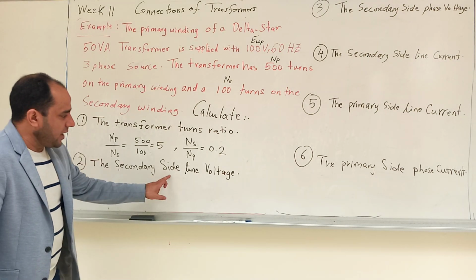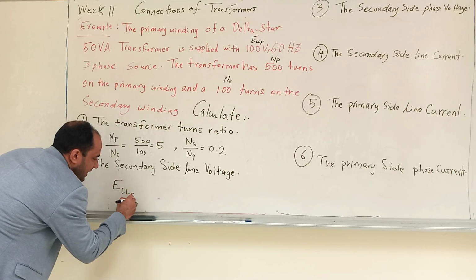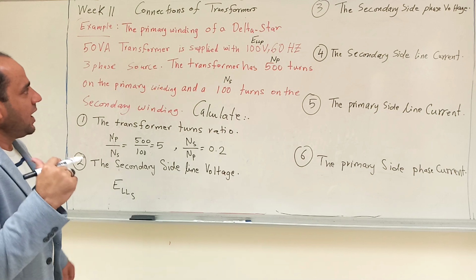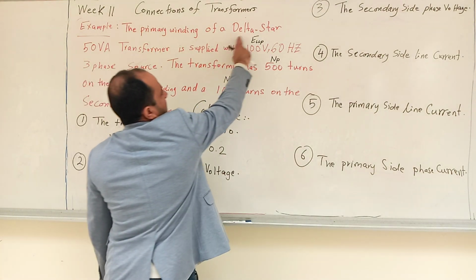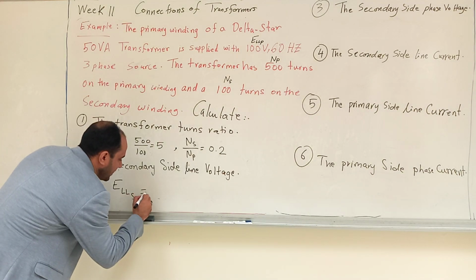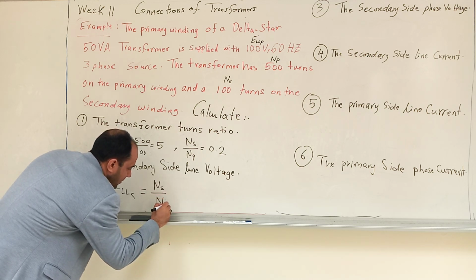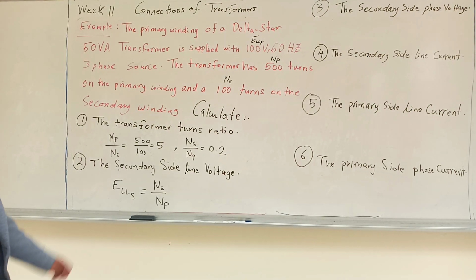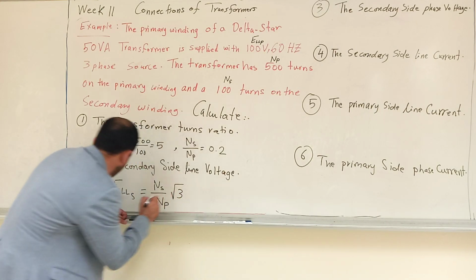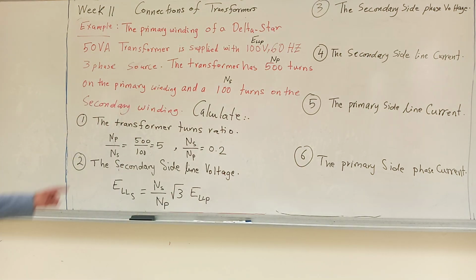Two, the secondary side line voltage. So what we're looking for here is the line to line voltage in the secondary side. Let's go back to the previous parts and recall our equations for delta star. E line to line secondary is N_S over N_P times root of 3 times E line to line primary. This is our equation.